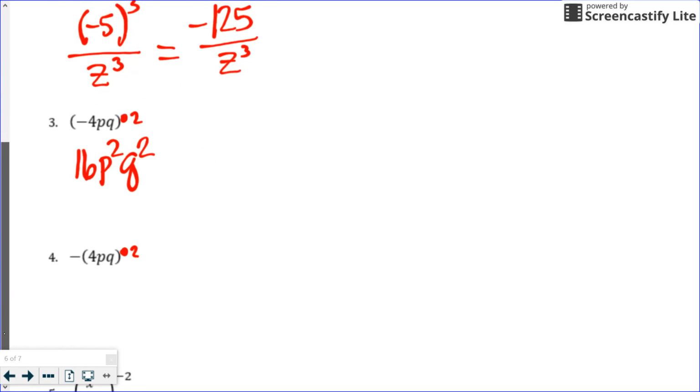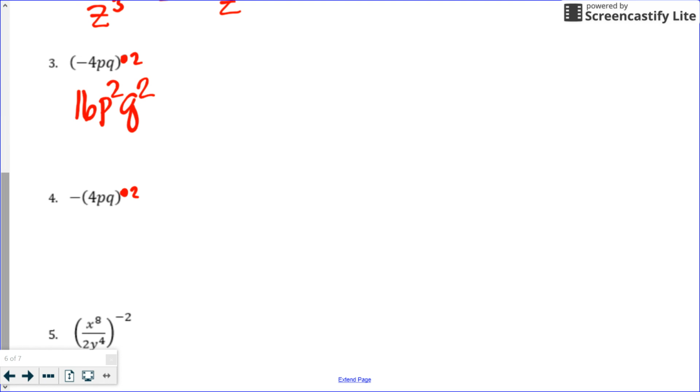Number 4. This time, if you notice the difference between 3 and 4, in 3 that negative's inside the parentheses, and in 4 it's on the outside. So in number 4, it stays on the outside, and then you square everything on the inside. So 4 squared is 16. P squared is p squared. Q squared is q squared. But this one stays negative because that negative's on the outside. It does not get squared, so it doesn't become positive.